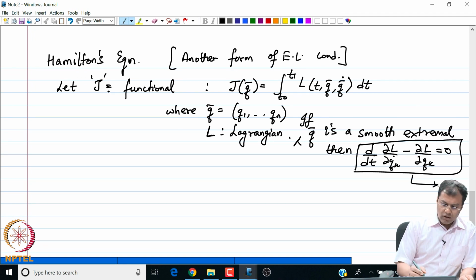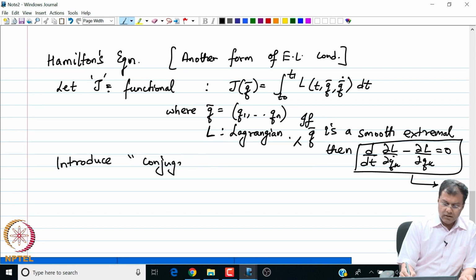So now I am going to use the Legendre transformation and introduce new variables, the so-called conjugate variables, which are p and H.